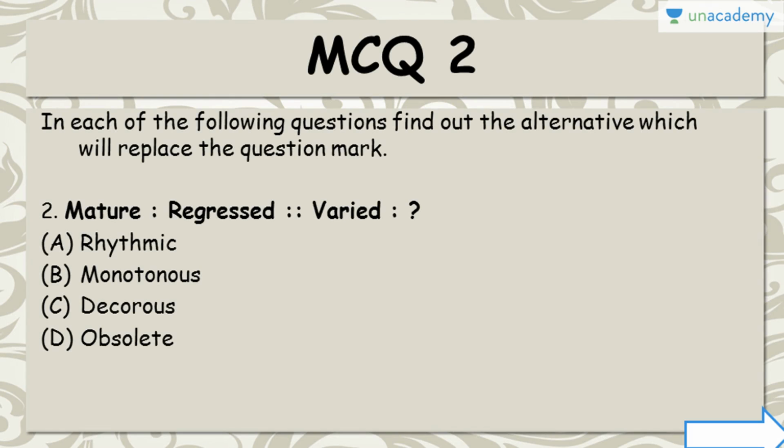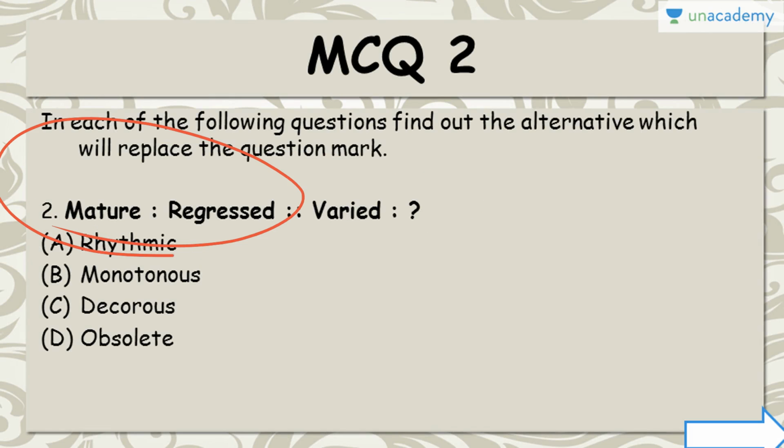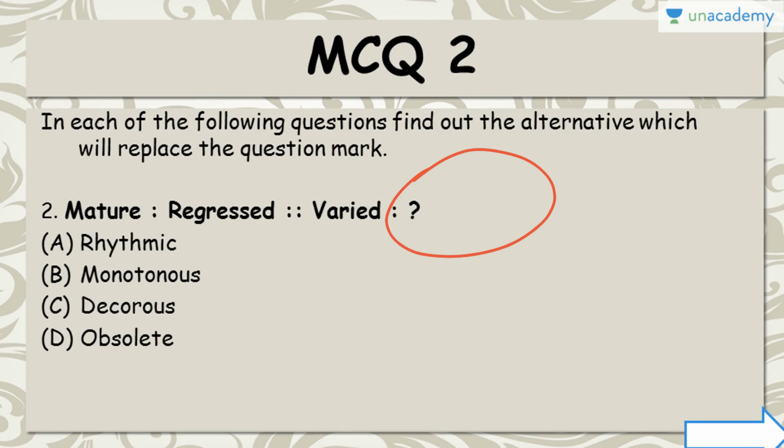Moving on to MCQ second for today. So here we have an analogy, and you have to find that the same relationship can be found in this case also. So you have to find what can replace the question mark. It reads: mature is to regressed, what is varied is to? A, rhythmic. B, monotonous. C, decorous. D, obsolete. And you can think of the right answer. What can replace the question mark in this phrase?